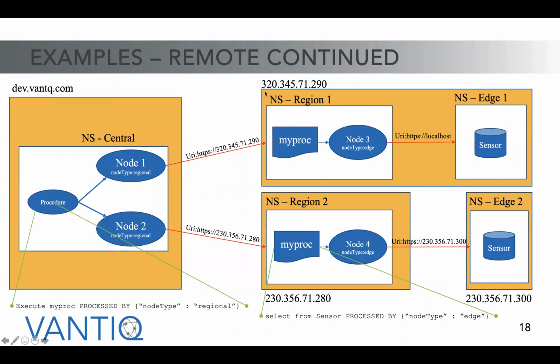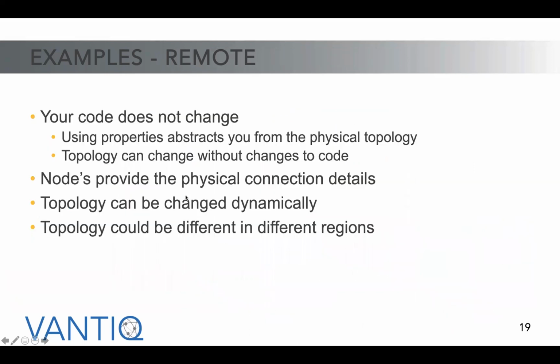This is another example, pretty interesting. So here I have a procedure, and I run this procedure in my central node. This command gets sent to my regional nodes, and they then run the procedure themselves. This procedure has another call inside called select from sensor, process by, and then the property of the node. Then it gets sent to whatever node it has connected, and sends the information back to the original namespace.